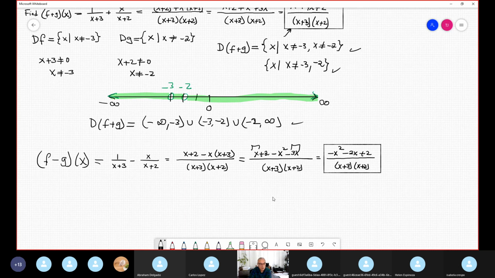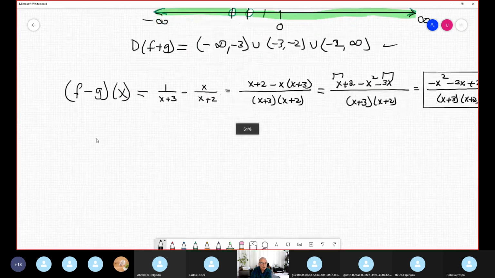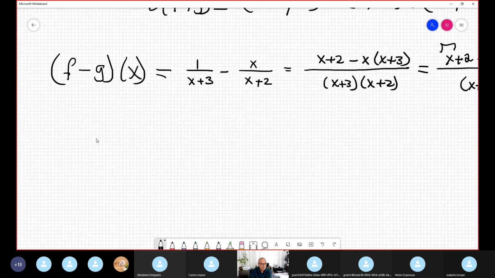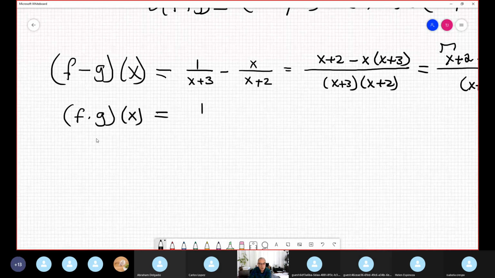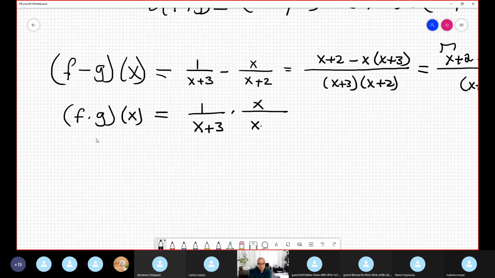Okay, now let's move on to the multiplication. It's relatively easy. It's no big deal. Multiplication is f times g of x. Well, it's multiplication: 1 over x plus 3 times x over x plus 2.